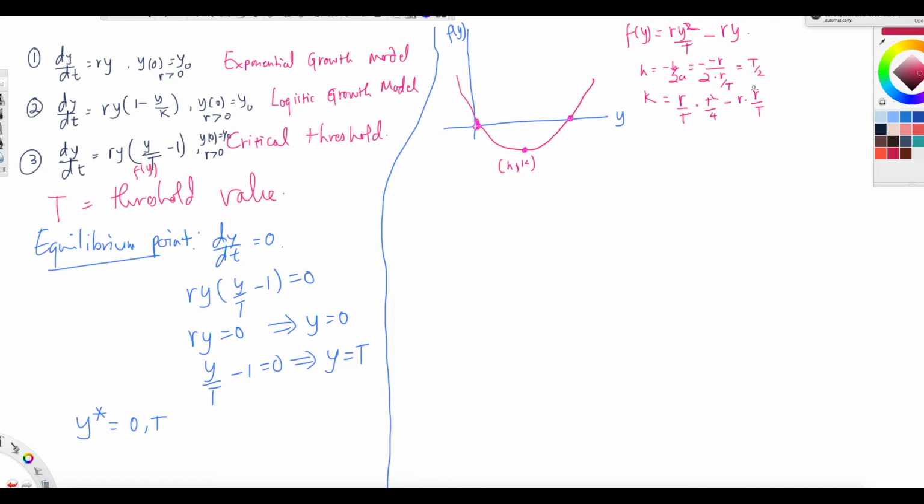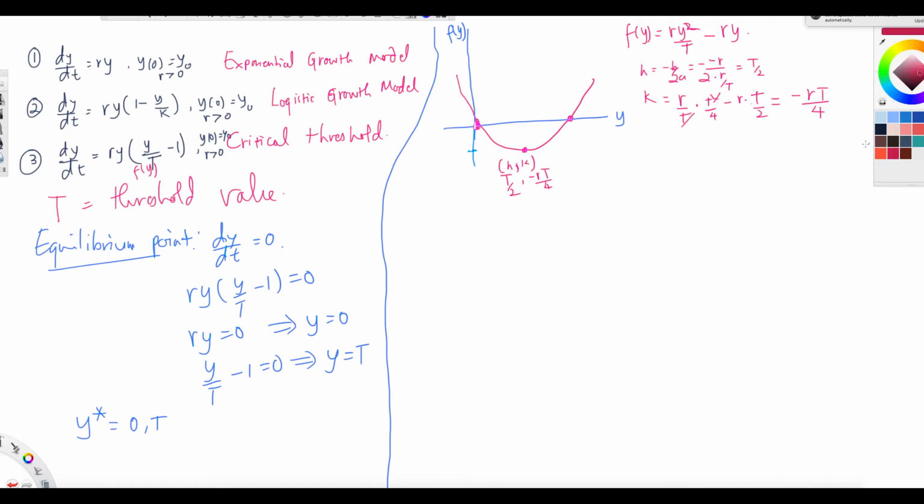The y value is t over 2, not r over t. So you get r times t over 2. If you simplify this, t and t cancel out. So rt over 4 minus rt over 2, right? That will be negative rt over 4. So the vertex is t over 2 and then negative rt over 4. That is the y value, right? Let me write this a little longer. Okay, that will be negative rt over 4. So this is what we get.